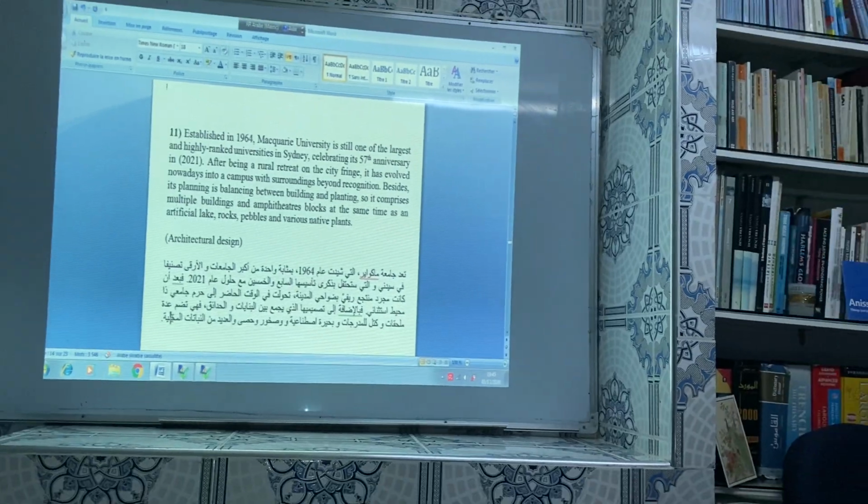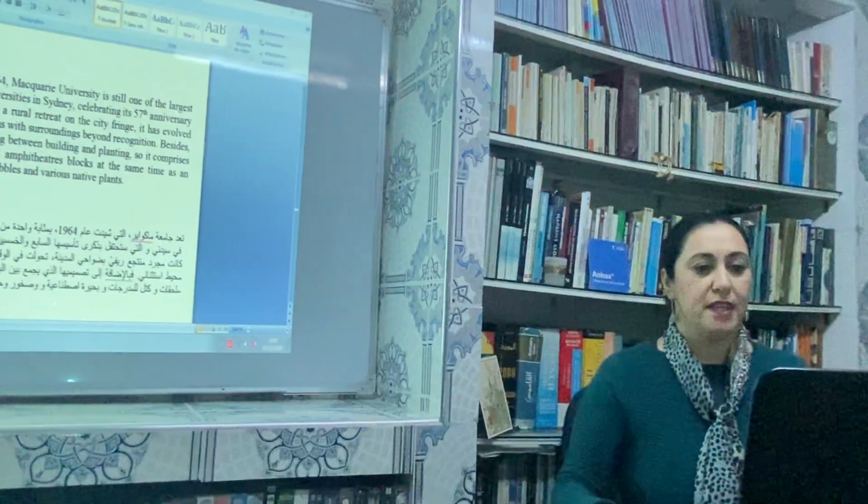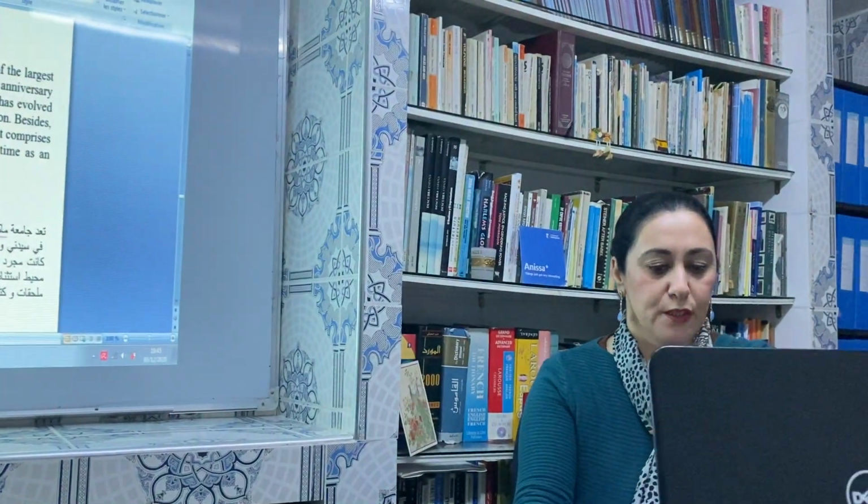So today we have seen together the first steps to do a good translation. It's very important to read carefully the sentences. Try to define their context. And then when you translate, you have to select the best word.